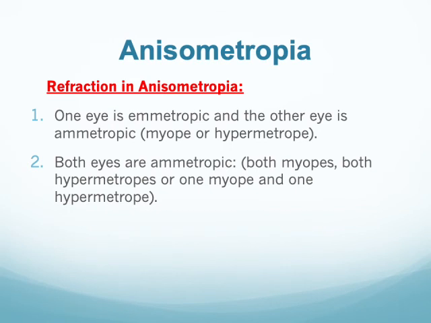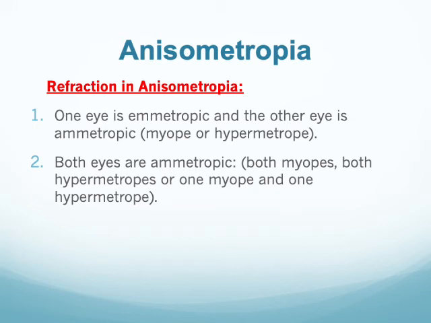How is the refraction in anisometropia? In anisometropia, one eye is emmetropic and the other eye is ametropic, whether it is myopic or hypermetropic. So, like I said, one eye is normal, 0 refraction, and the other eye is -4. This is called myopic anisometropia. Or one eye is plano or 0, and the other eye is +4. This is called hyperopic anisometropia. This is the first type of refraction in anisometropia.